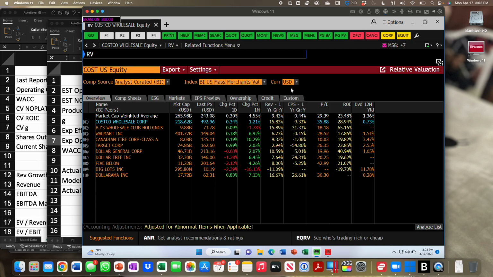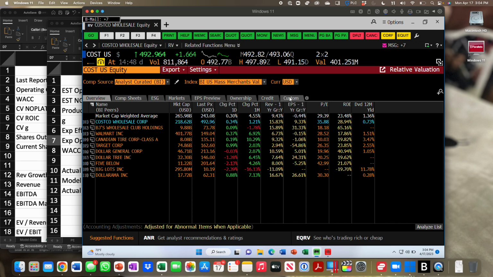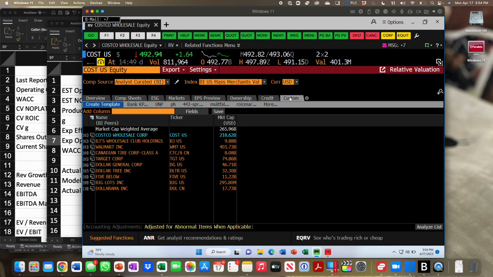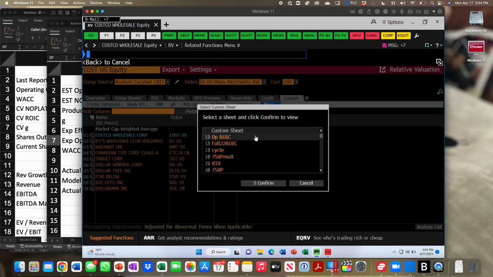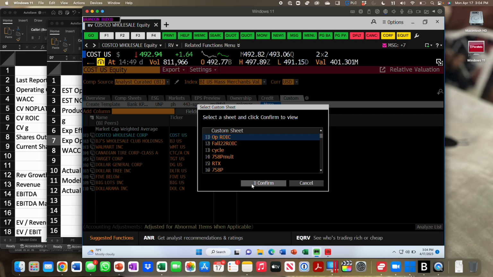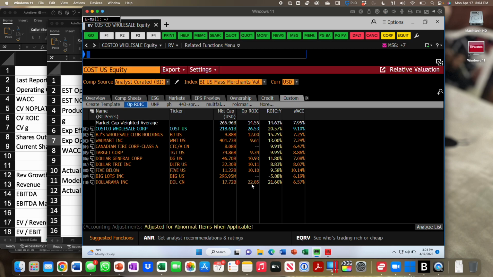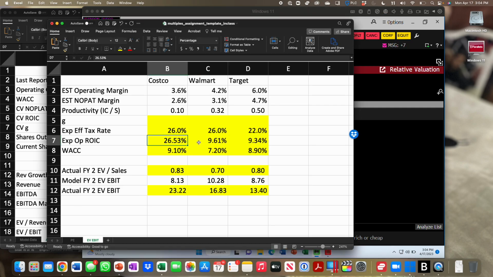I go to custom, I go to my spread template, which has my operating ROIC on it, and I'm going to use the current operating ROICs for the three companies in perpetuity. So last year, the operating ROIC for Costco was approximately 26.53%, Walmart 9.61%, Target 9.34%. Those are those three numbers. Goal seek, solve for the G's. Those are the G's.